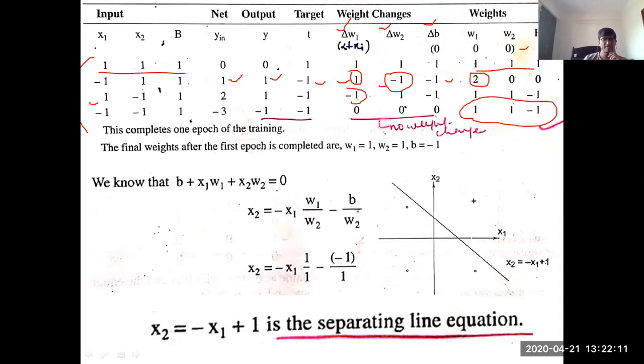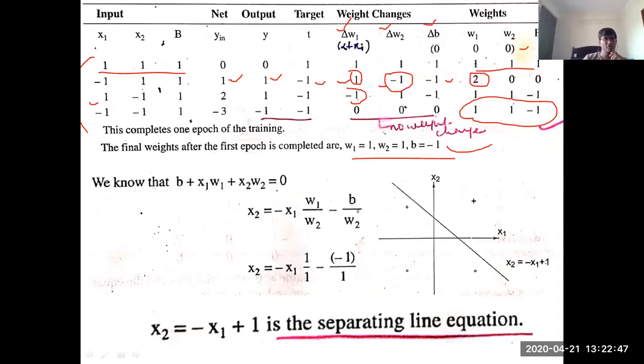Now, as you can see, we have to check whether we have achieved convergence or not, right? We have to see whether we have achieved the convergence or not. So before that, let us also understand what these weights mean. So what we have done is W1 is 1, W2 is 1, and B is -1. So what does it imply? It basically implies an equation of a line. So these weights signify that we can draw a line with these present values of weight after epoch 1. So how do we do that?